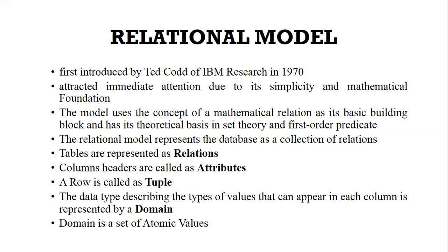The relational model represents the database as a collection of relations. The tables are represented as relations. Column headers are called attributes. A row is called a tuple. The data type describing the types of values that can appear in each column is represented by a domain. The domain is a set of atomic values.